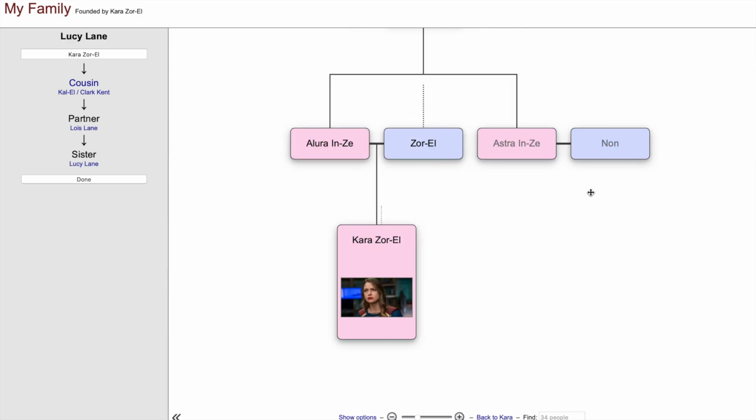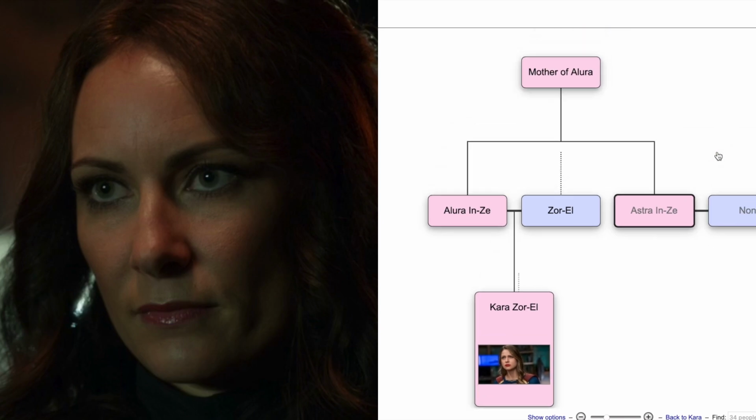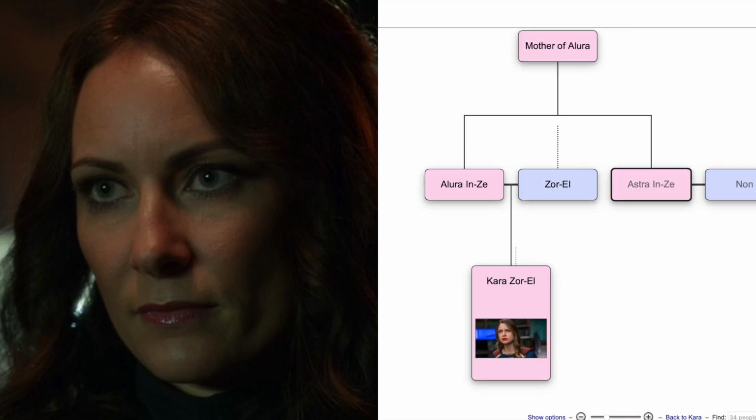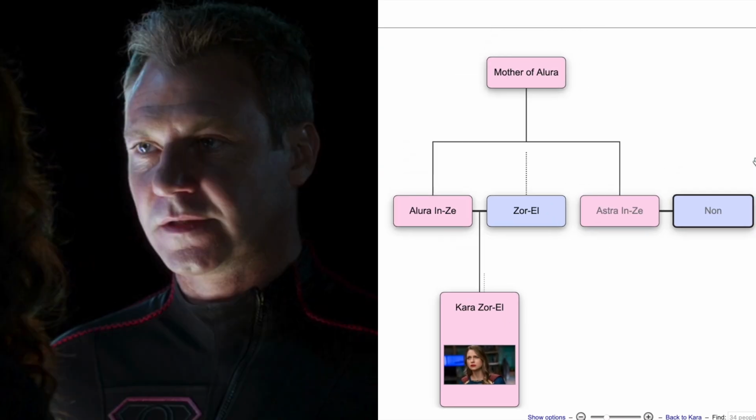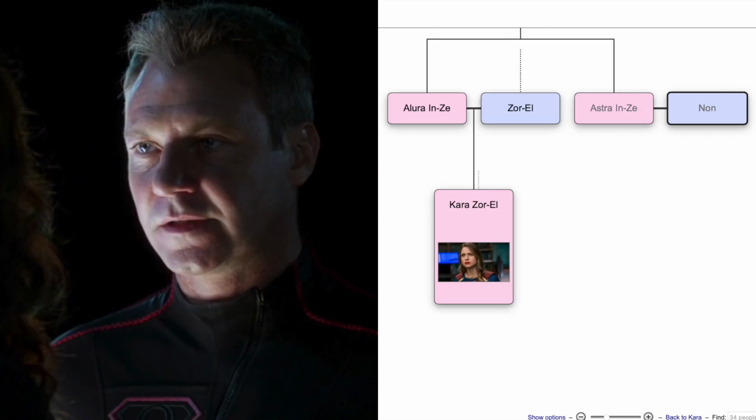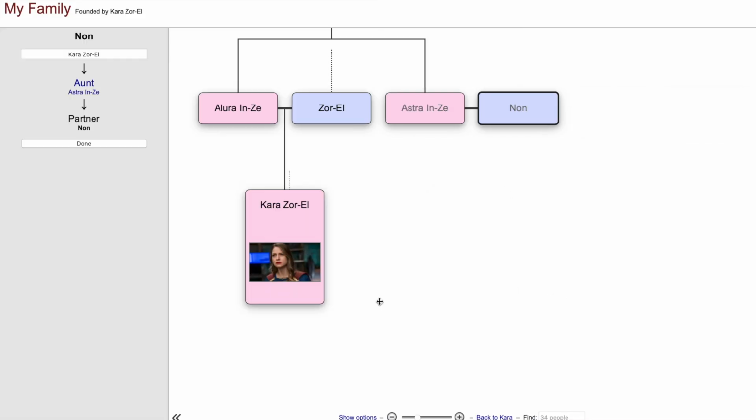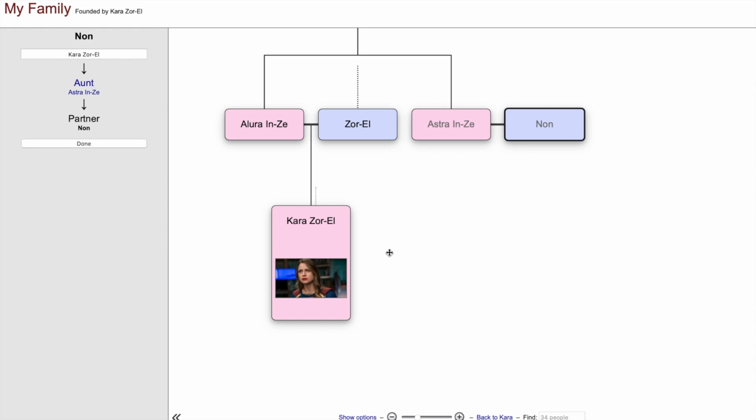Allura has a sister, Astra Zor-El. Astra is just Kara's maternal aunt. Astra is married to a man named Non, and Non is Kara's uncle, not biological. Anyway, so she's married to Non. They never had any kids. That's the maternal side. It's pretty short because Astra didn't have any kids and Allura doesn't have any other siblings.